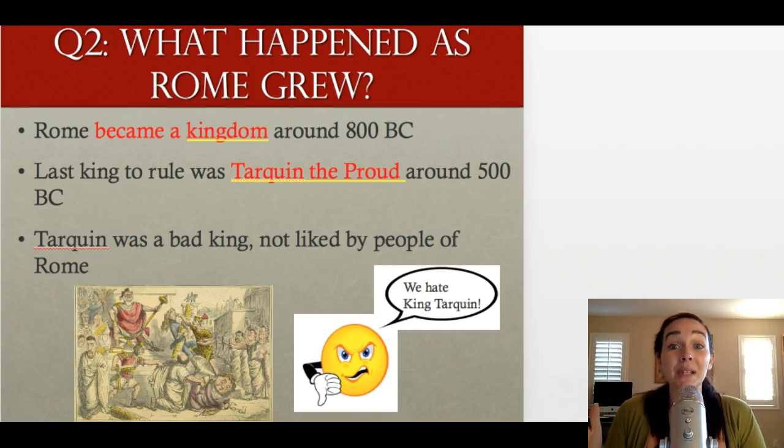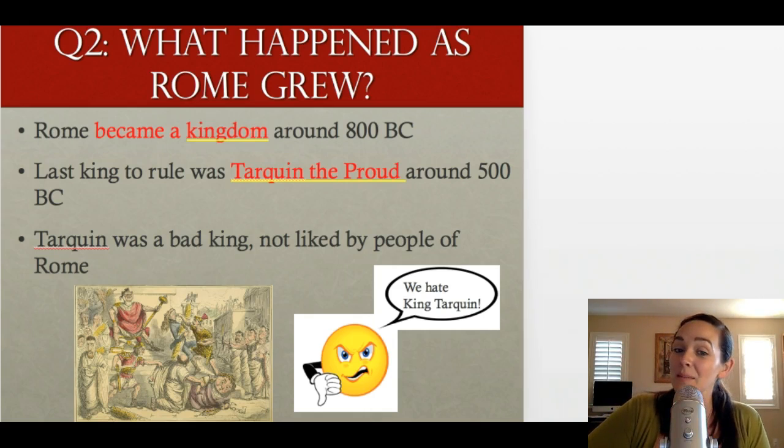So the people don't like him because he is not a good king. He's a mean, nasty guy. And so they start to get dissatisfied with King Tarquin the Proud being the ruler. If you look at question number 4, it asks you who was the last king of Rome, and it's going to be Tarquin the Proud. So make sure you write that down.